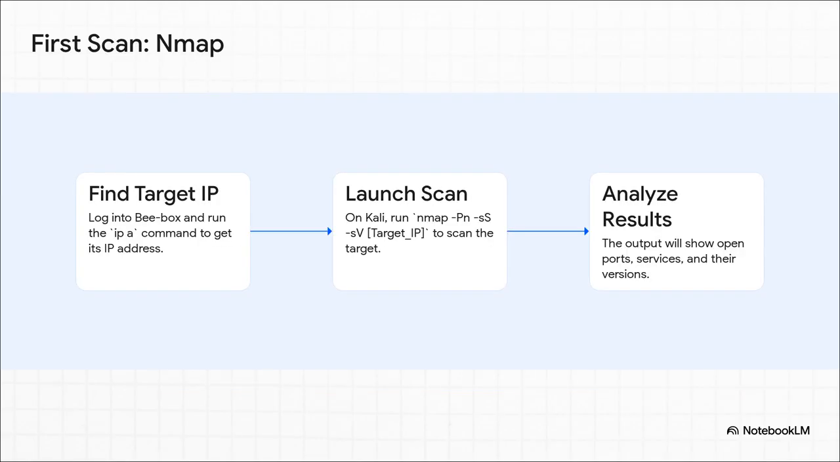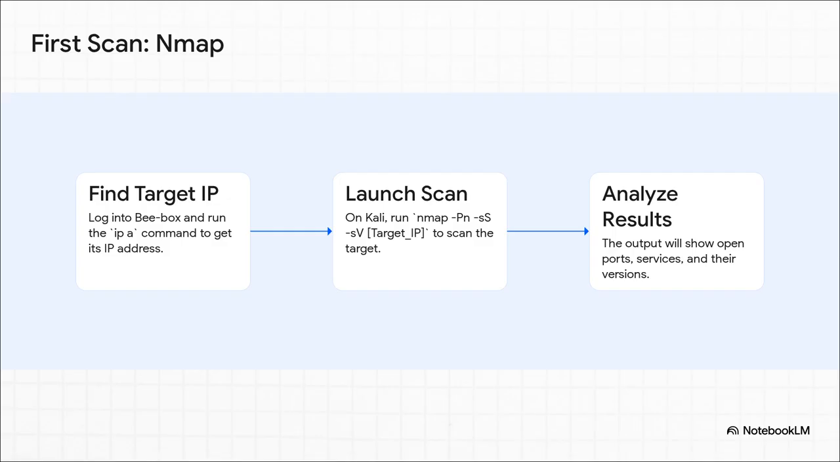So, how do we actually use it? Well, first, we need the target's coordinates, right? We hop onto the Bbox machine and run the ip a command to get its IP address. Then, back on our Kali machine, we launch Nmap. Now let's break this command down real quick. -Pn tells Nmap to just scan the target. Don't worry if it's online first. -sS is for a stealth scan. It's a bit sneakier. And -sV is huge. It asks Nmap to try and figure out the exact version of the software running on any open ports.